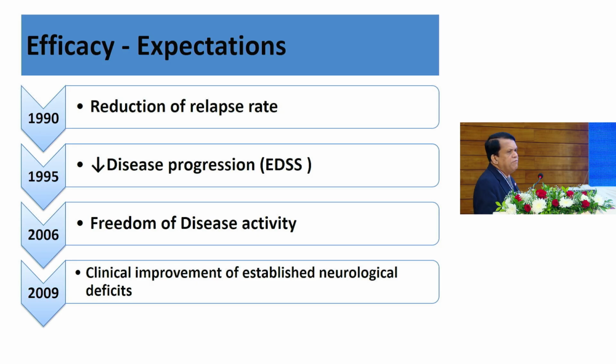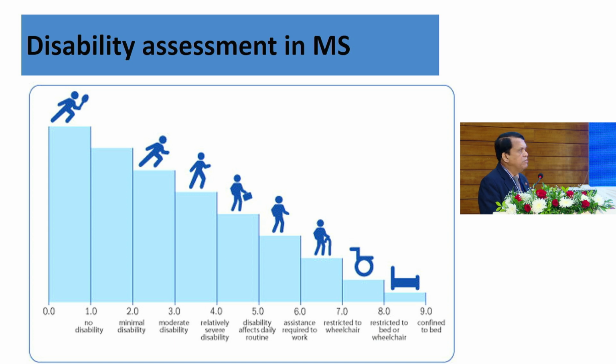Then in 1995, what we learned was EDSS, that is, disease progression, should be limited. Then came the freedom of disease activity. We now talk about what is known as no evidence of disease activity, NEDA, and there are now NEDA 1 to NEDA 6. We have to achieve that by giving the medication. And now we are looking at clinical improvement and quality of life of the patient, which is extremely important if you are talking about a 20-year-old lady coming to us with this.